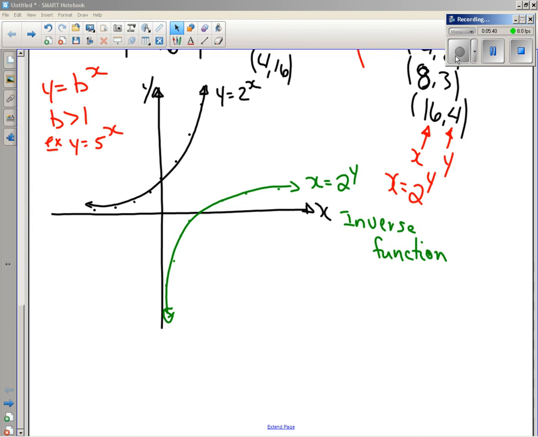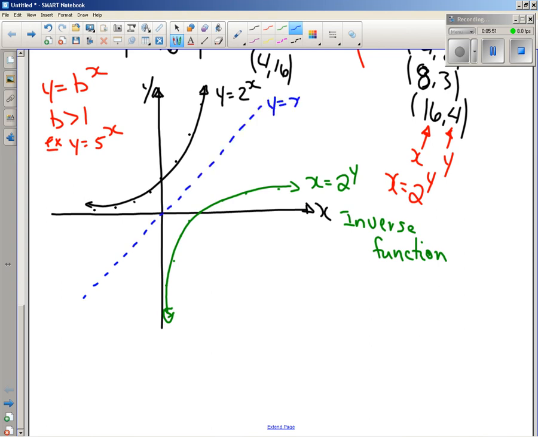Okay, and what we'll notice about our inverse function compared to our exponential is that to get our graph of our inverse function compared to our regular exponential, it's going to be reflected about the line y equals x, so across our blue line here. So if we folded our page in half, you should be able to get your exponential graph lying right on top of the inverse function graph.